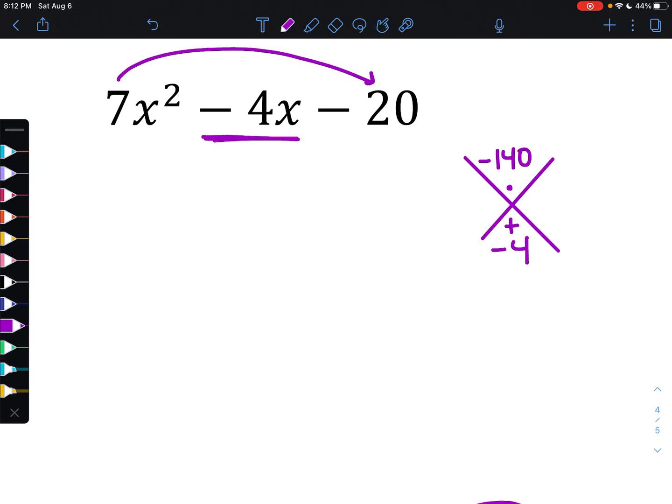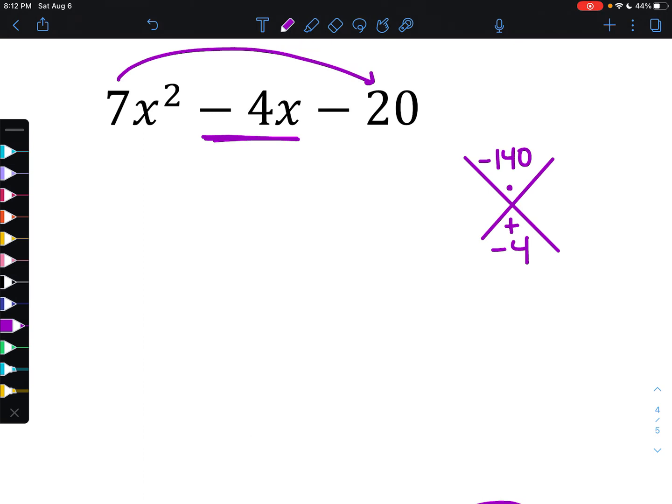Those 2 blanks on the left and the right of that quadrant of the x that we drew are going to be 2 numbers that multiply together to get me a negative 140 and also add to get me a negative 4. What you can do is figure out all the things that multiply together to give you 140, and there are a lot of numbers out there.